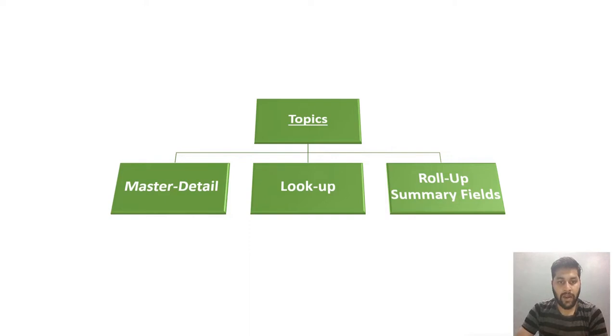There are two types of relationships, master detail and lookup, that we will look into, and then we have roll-up summary fields. Before we dive into our org or playground, we would look into some key points that would help us in understanding what you can see on your screen. And after that, we would directly dive into our org or playground. Okay, so let's move on.